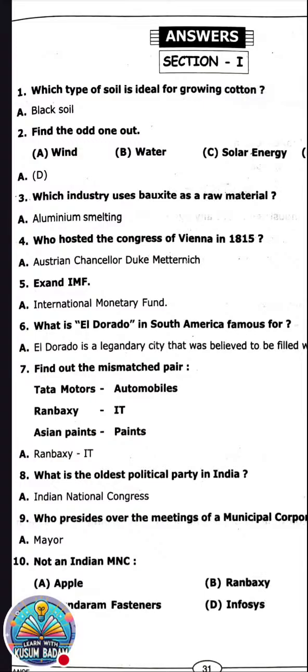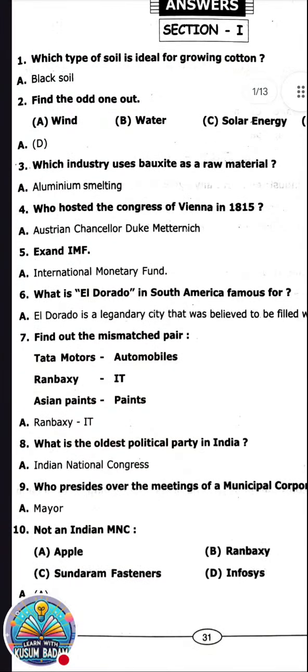Next one, find out the mismatched pair. So here Tata Motors, then Ranbaxy, that is IT, Asian Paints. So here the odd one, you can memorize this. I'll give 2 minutes time where you can go through the 1 mark questions quickly. So I don't think there is a need of explanation for this.